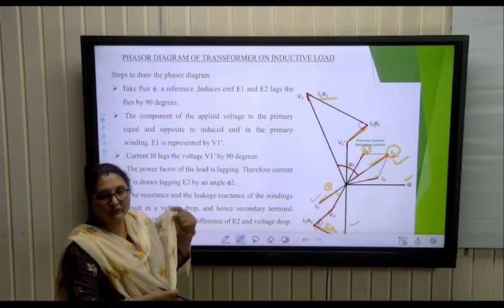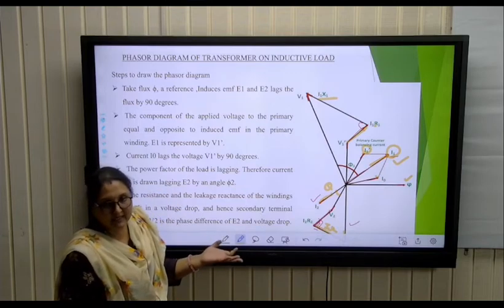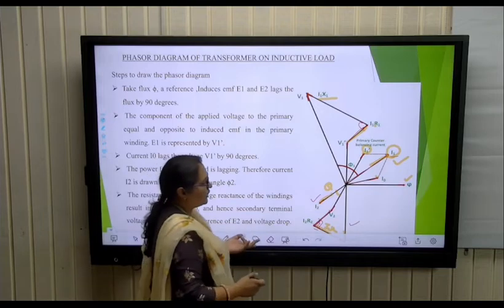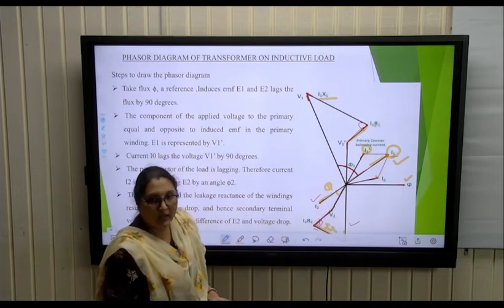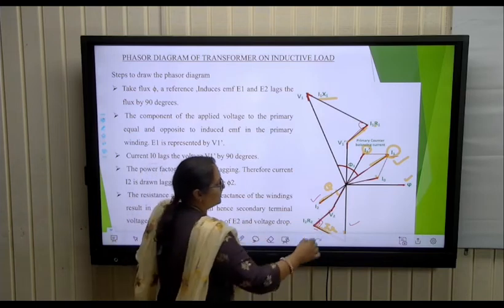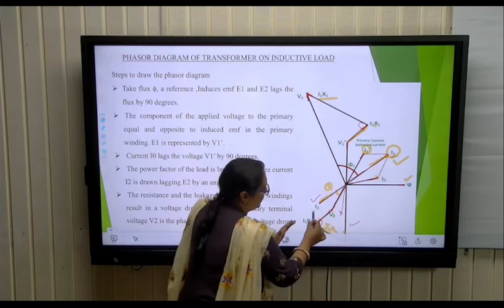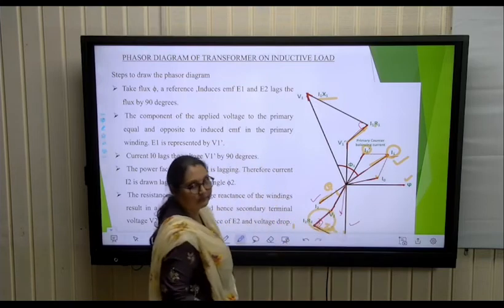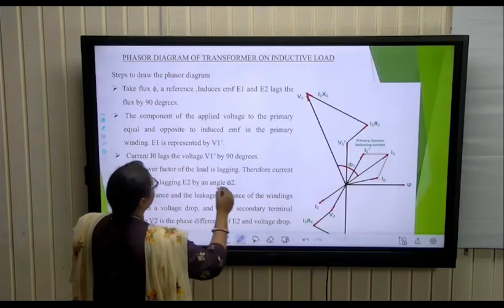Similarly, you can draw the phasor diagram when you have a capacitive load as well as a resistive load. In the resistive case, both will be in the same direction. And when it is capacitive in nature, this current will lead the voltage by a certain angle, so this part is going to shift in this direction. So I hope it is clear to everyone. So let us move further.